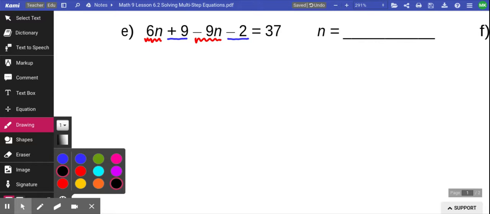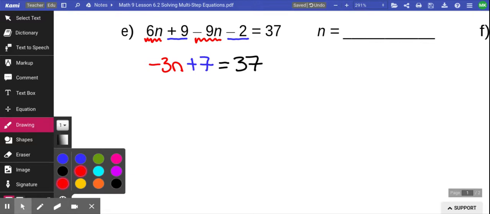So I look at that, I recognize, oh, there's multiple n's here. I need to collect those together. 6n minus 9n becomes negative 3n's. And then plus 9 minus 2 becomes plus 7. And that equals 37. Now that I've collected my like terms, this goes back to being kind of a standard question.